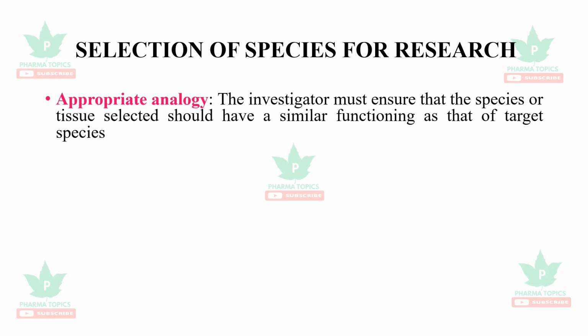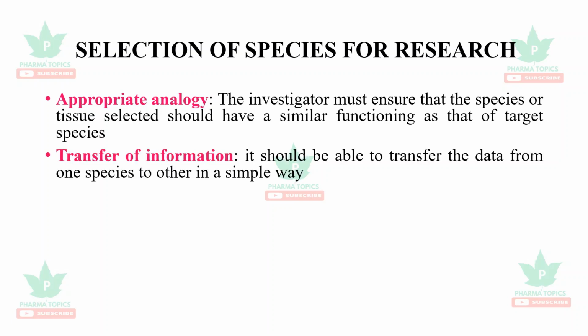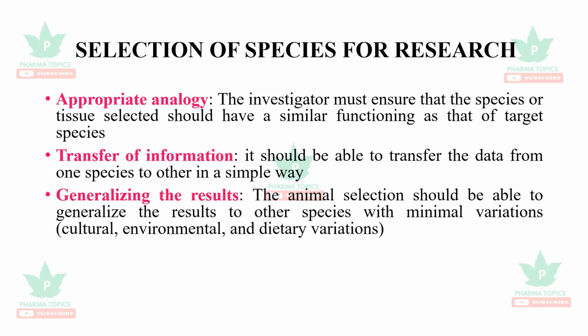There should be some appropriate analogy. That is, the investigator must ensure that the species or tissue selected should have a similar functioning as that of the target species. The transfer of information, that is, the data from one species, should be easily interconvertible to another species in a simple or modest way. Generalizing the results. The animal selection should be able to generalize the results to the other species with minimal variations, such as cultural, environmental, and dietary variations.